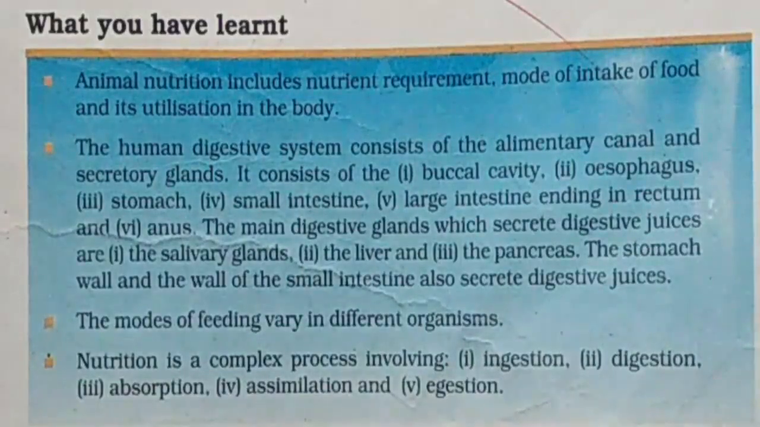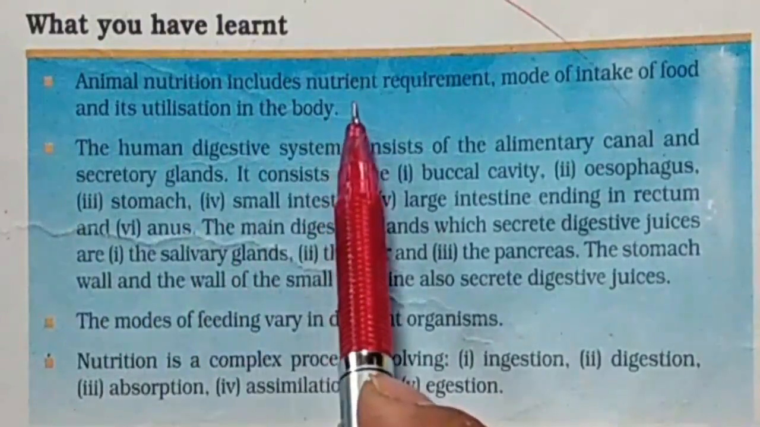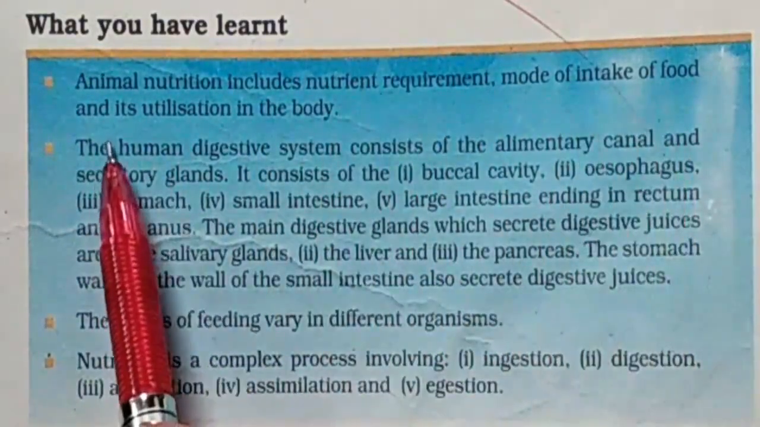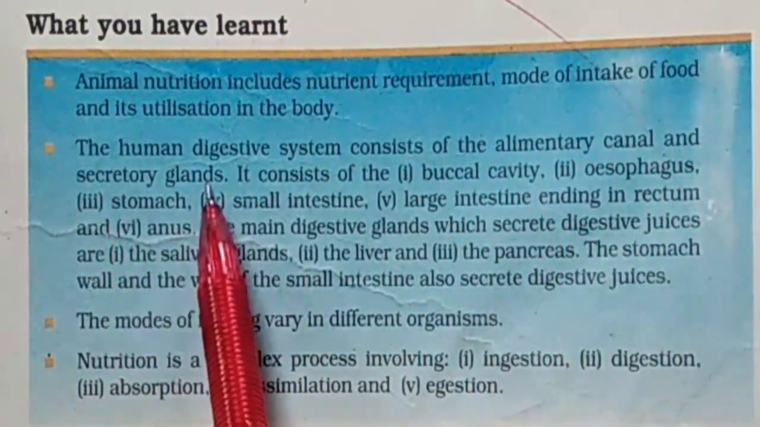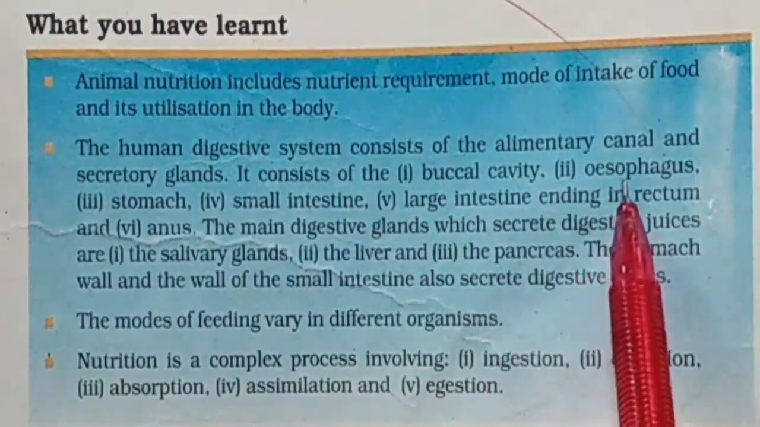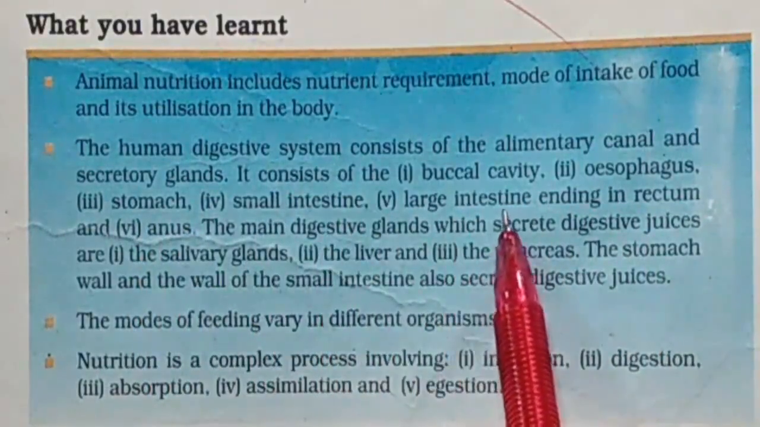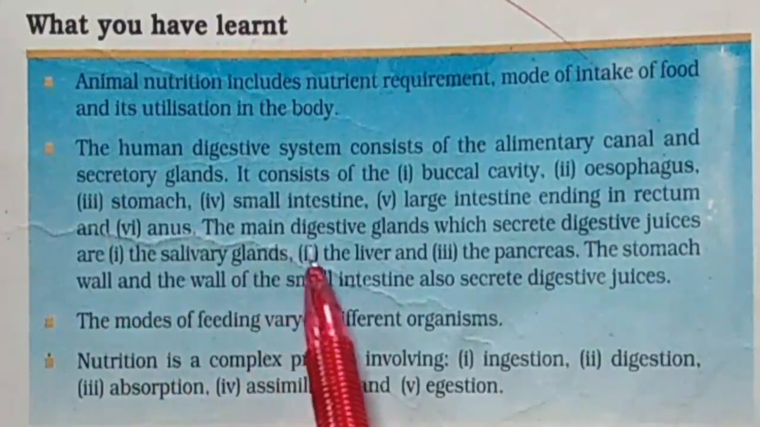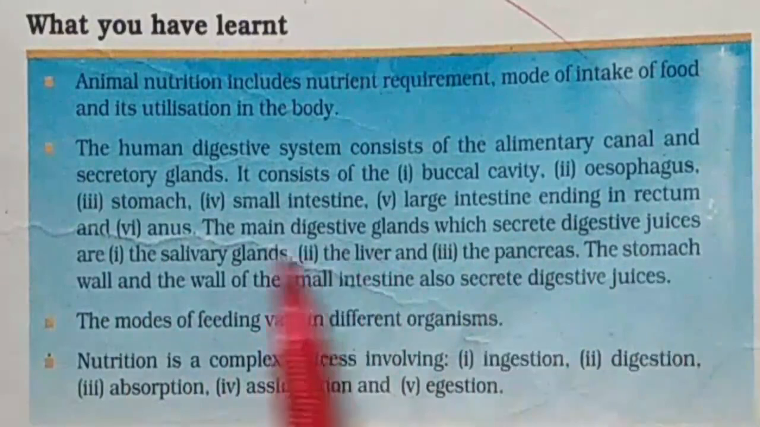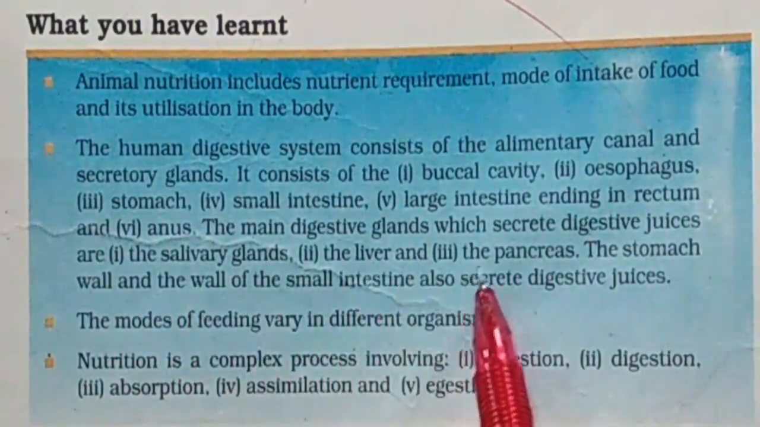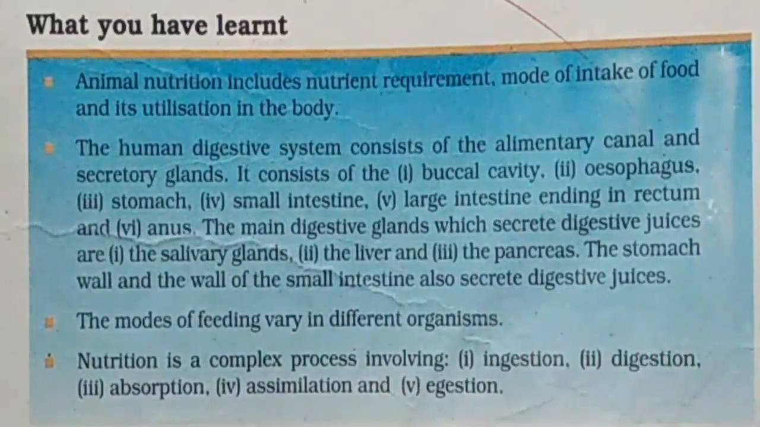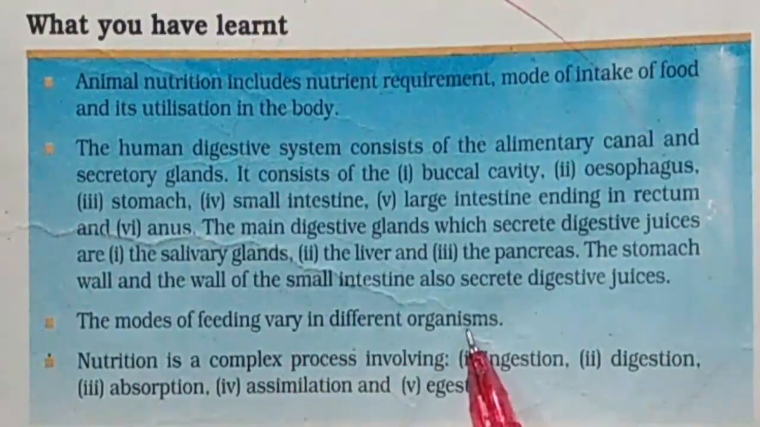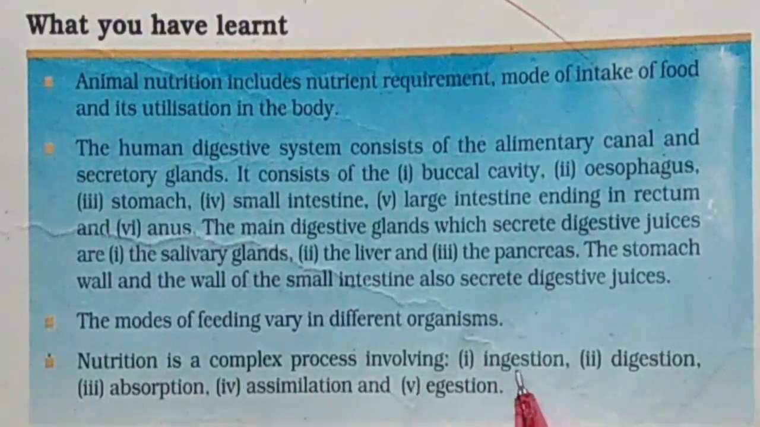Let's see what we have learned in this chapter. Animal nutrition includes nutrient requirement, mode of intake of food, and its utilization in the body. The human digestive system consists of the alimentary canal and secretory glands. It consists of the buccal cavity, esophagus, stomach, small intestine, large intestine ending in rectum, and anus. The main digestive glands which secrete digestive juices are the salivary gland, the liver, and the pancreas. The stomach wall and the wall of the small intestine also secrete digestive juices. The mode of feeding varies in different organisms. Nutrition is a complex process involving ingestion, digestion, absorption, assimilation, and egestion.